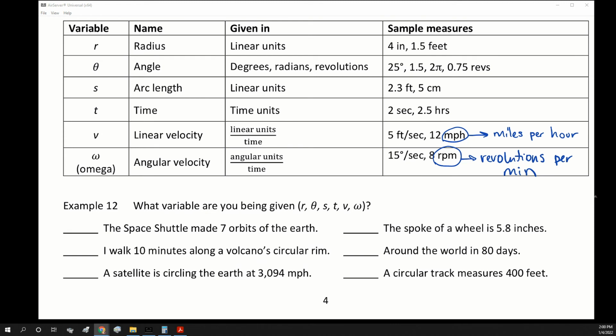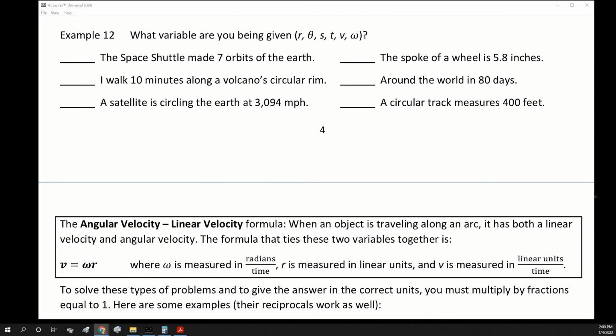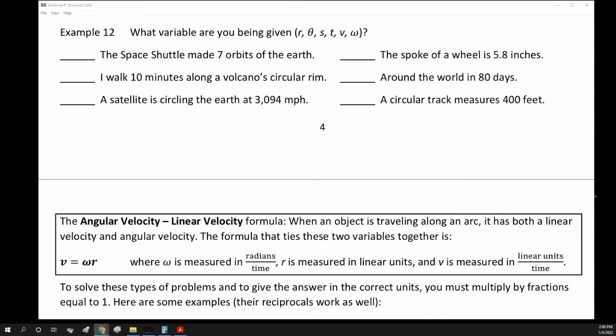So on 12, I want you guys to take a second or two, or more than seconds. Each one of those variables, radius, angle, arc length, time, linear velocity, angular velocity, is going to be used one time. So read through those and decide which is which. So if what's given is a radius or an angle, you guys decide that. Go ahead and pause the video, and then when everyone's done, start it back up, please.